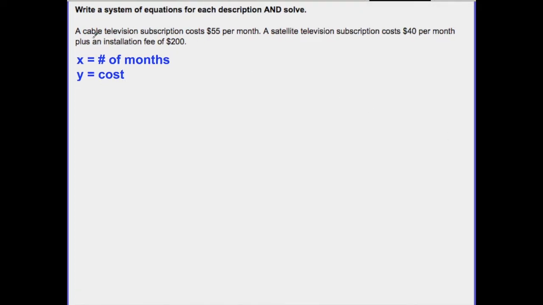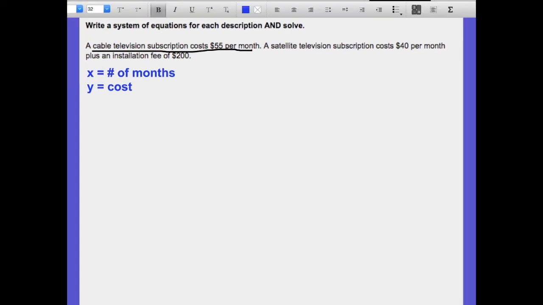So I'm going to have two things. I'm going to have the cable TV subscription first. So I'm going to go ahead and type in that. So the cost for the cable TV in black, y equals $55 a month. And there's no extra fees for that, so only $55 a month. Now we'll look at the other one. The satellite one is $40 a month plus an installation fee of $200. All right, so when I look at this one, this is actually set up for elimination or substitution. You can use either way.